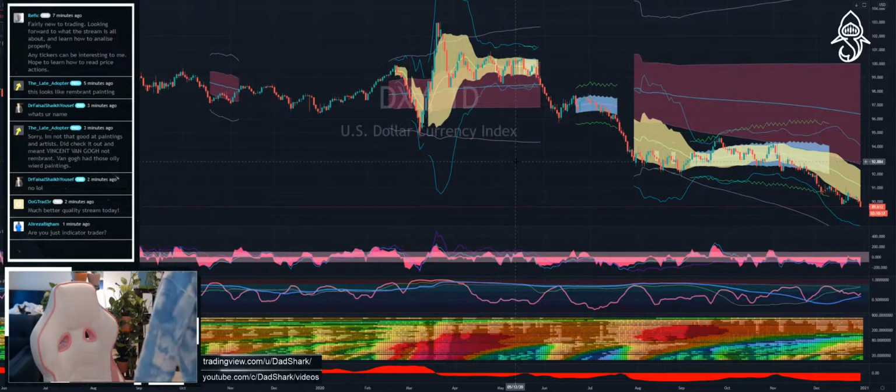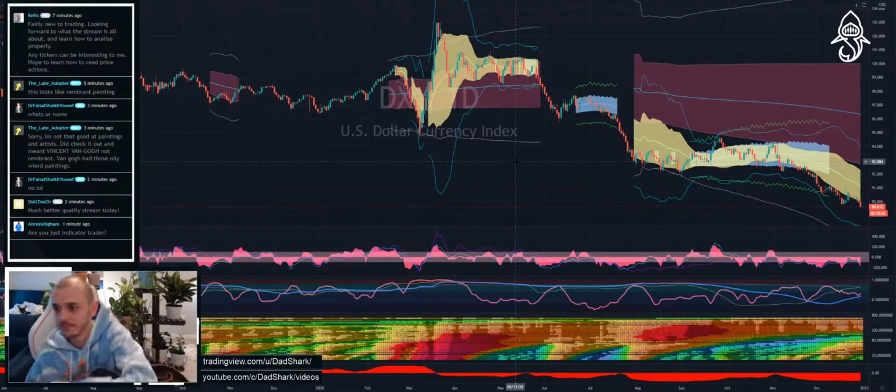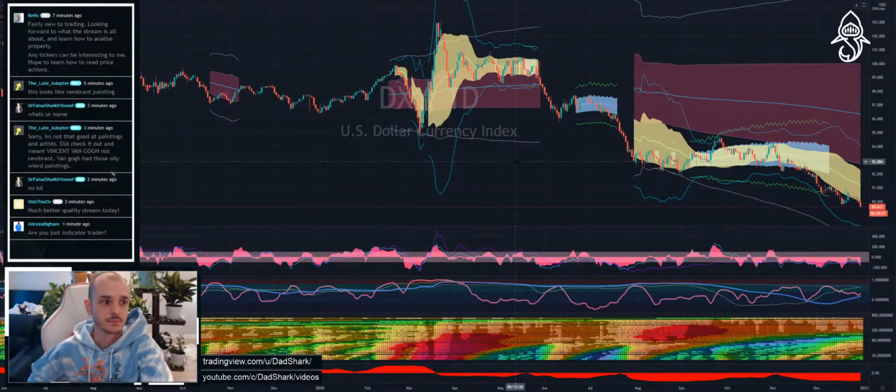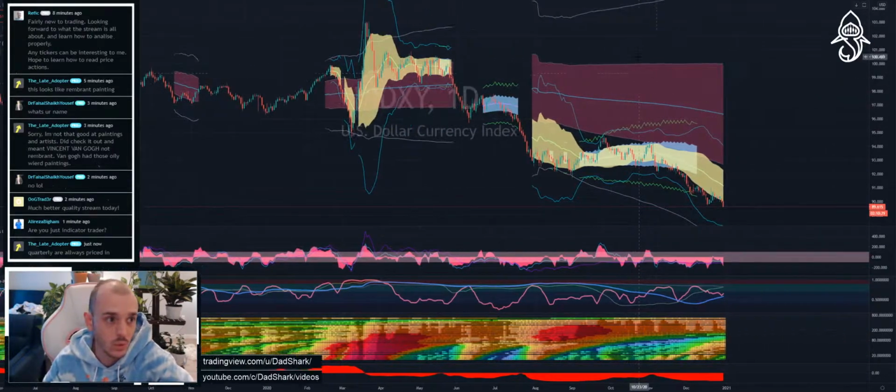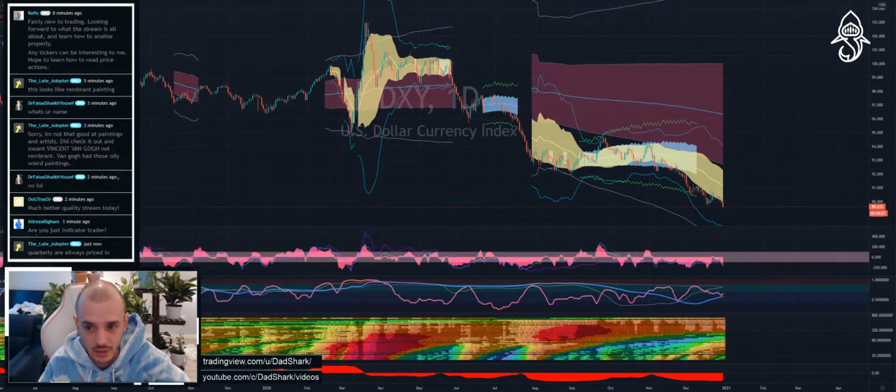Alright, I've returned. US dollar currency index. Alright, so a while back, we saw this bounce off the mean inversion pivot. Holy shit, that is such a good short right there.